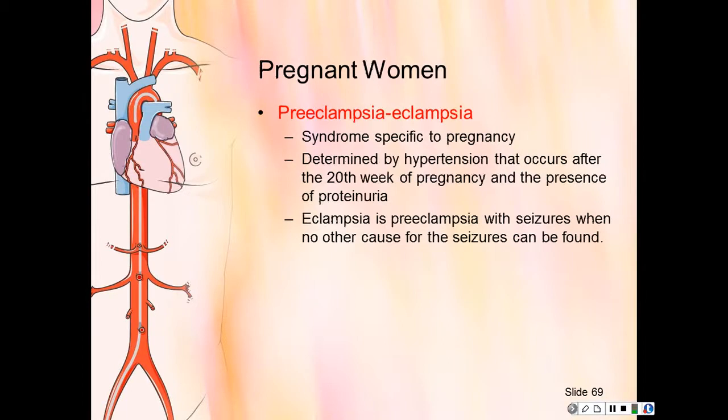Pregnant women: preeclampsia and eclampsia. It's a syndrome specific to pregnancy, determined by hypertension that occurs after 20 weeks of pregnancy, and it has the presence of proteinuria. Eclampsia is preeclampsia with seizures when no other cause for seizures can be found.